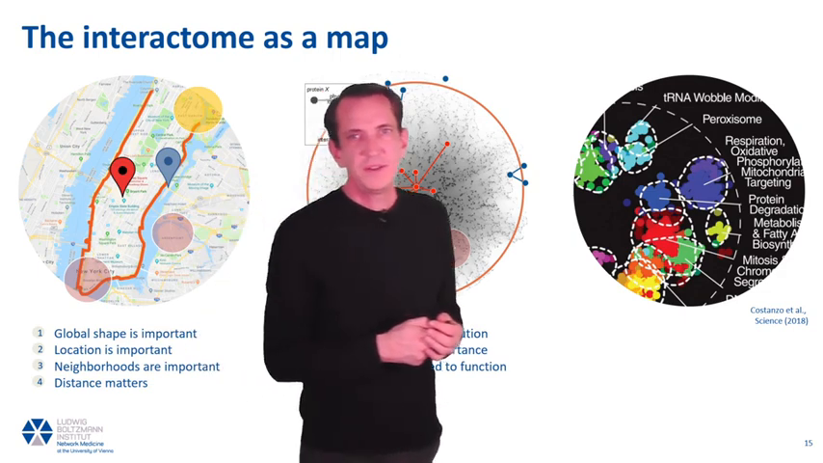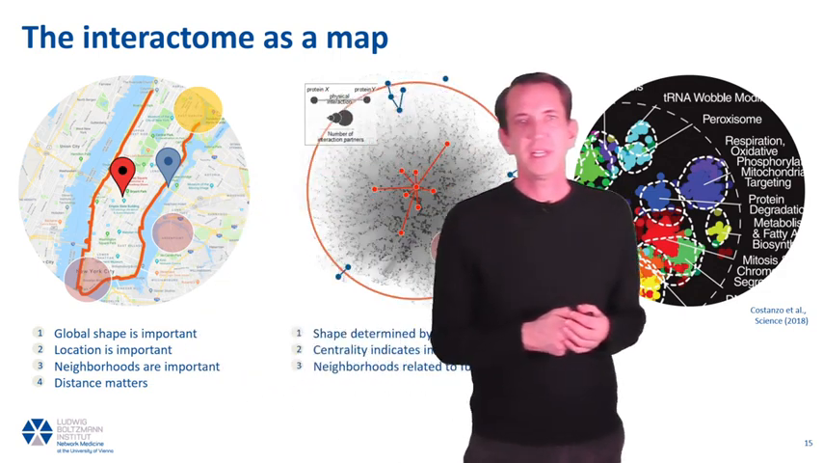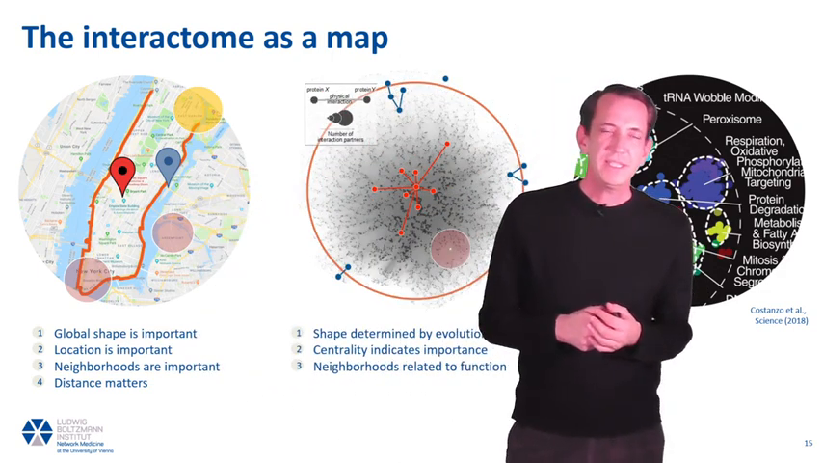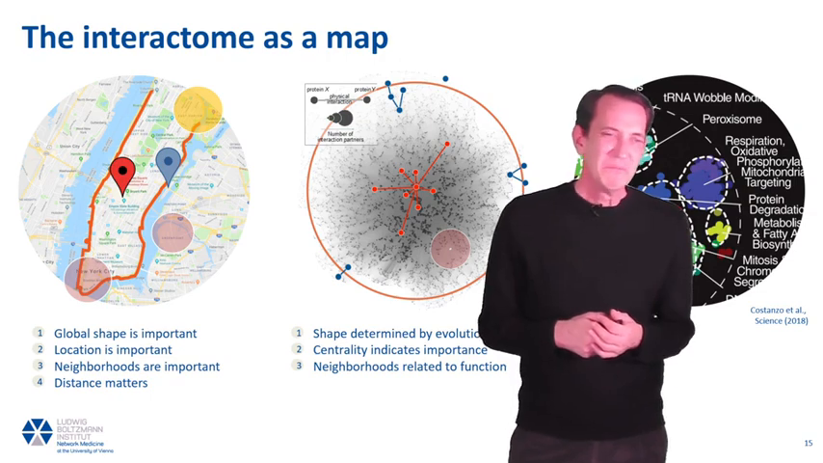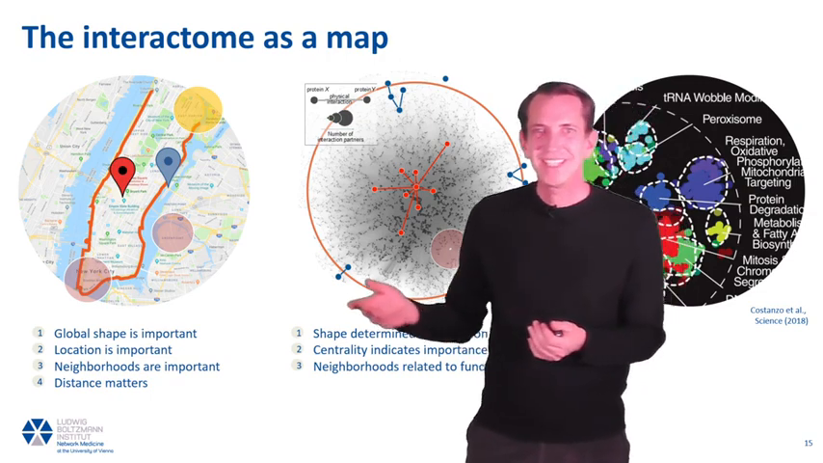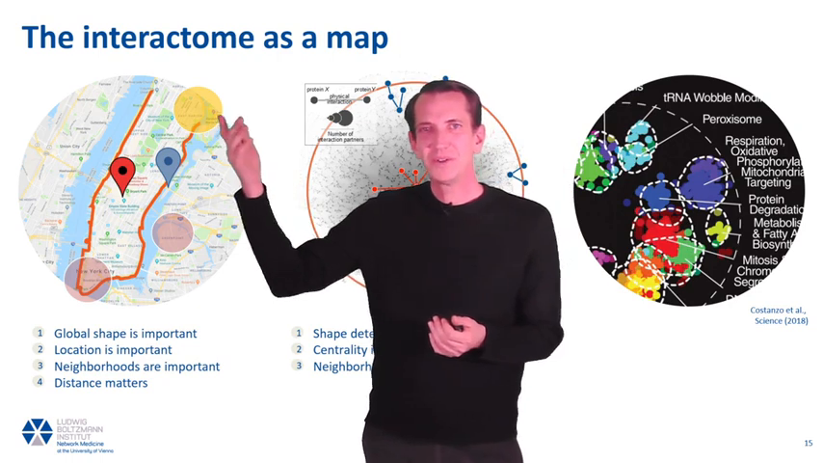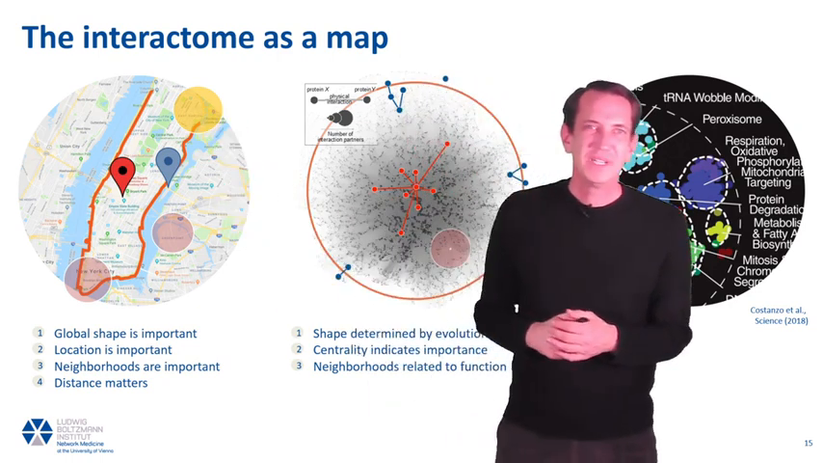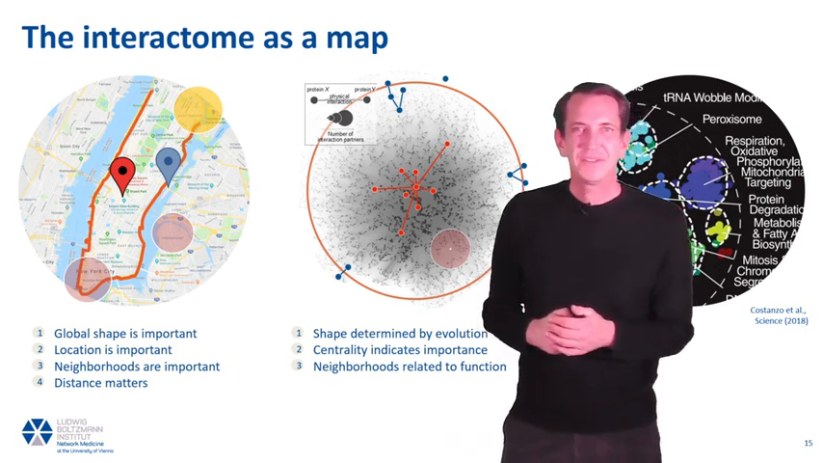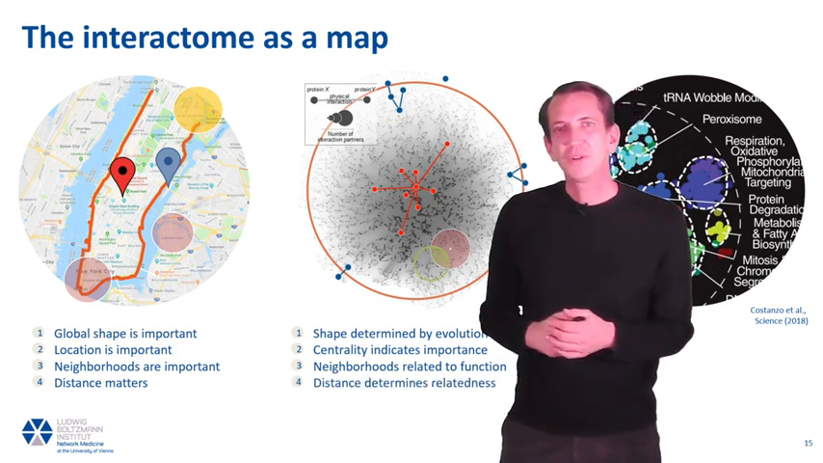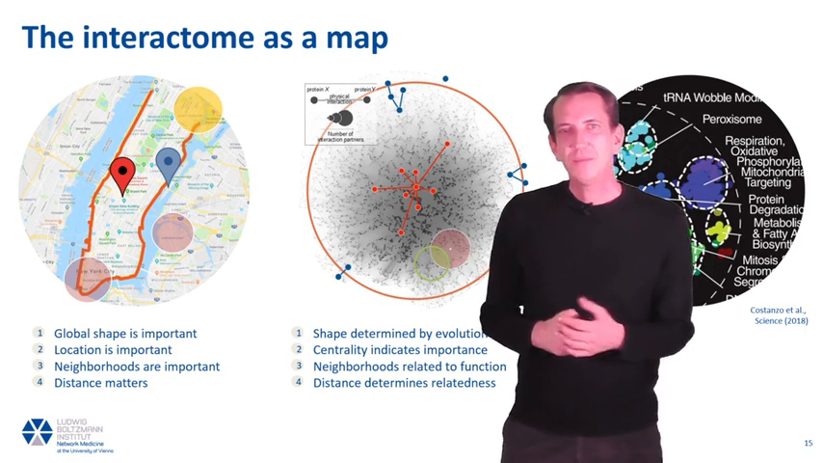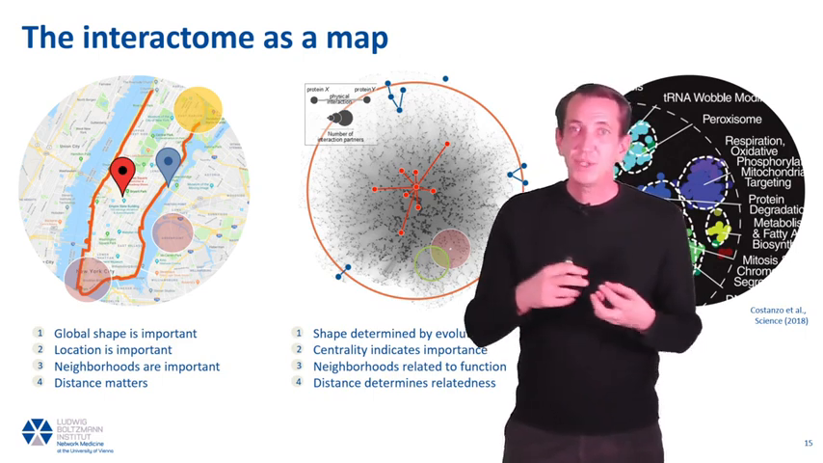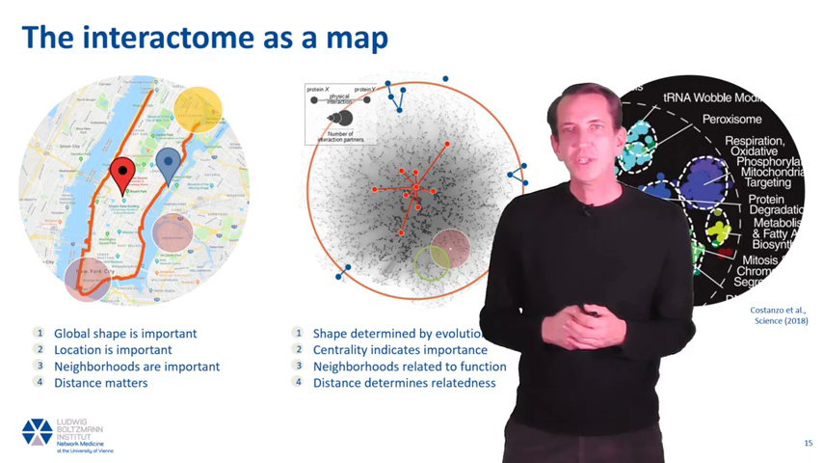And finally, the fourth part of this analogy is that distance matters, and I think it is no coincidence that the poorest neighborhood in New York, here in Harlem, is maximally removed from Wall Street at the southern tip. And we can also define the same relationship between neighborhoods in biological networks.